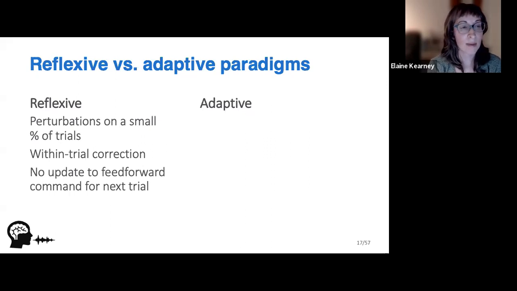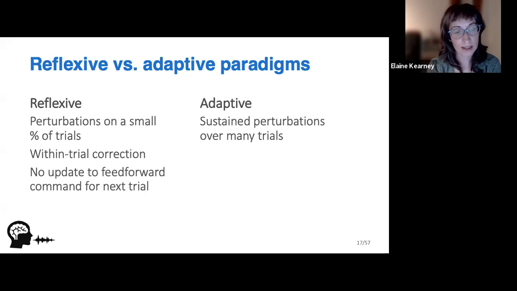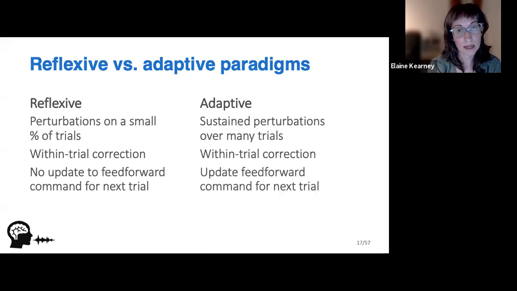In contrast, in the adaptive paradigm, the perturbations are sustained over many trials, and we see both a within-trial correction as well as an update to the feed-forward command for the next trial. The reason I'm bringing up this classification here is that the first study I present today is going to use the reflexive paradigm, and the second study is going to use the adaptive paradigm.